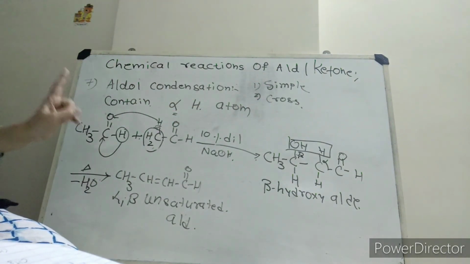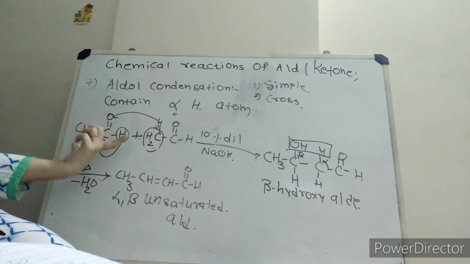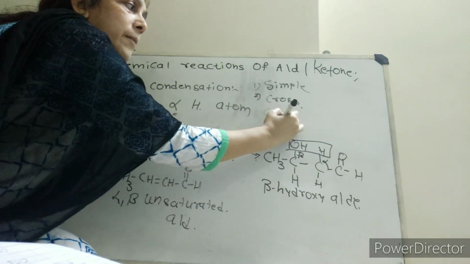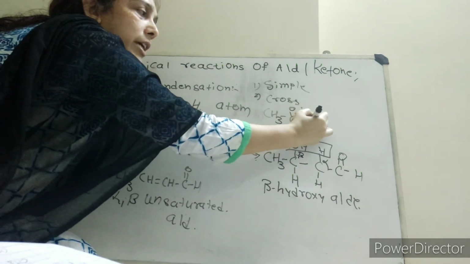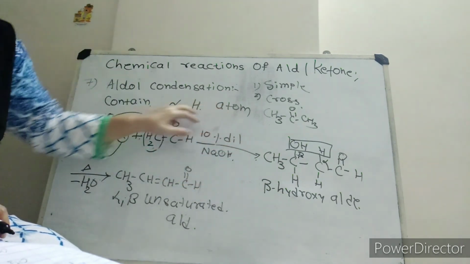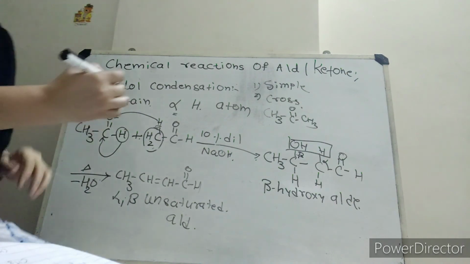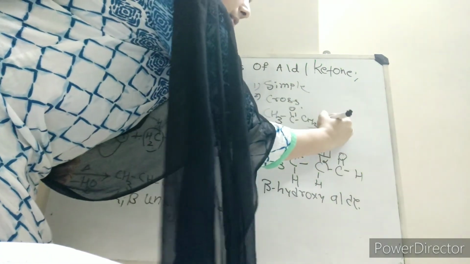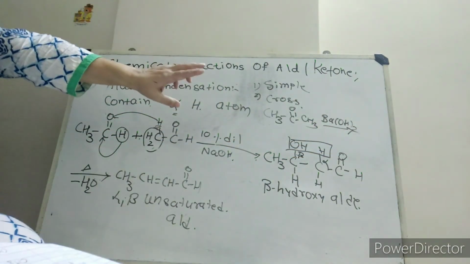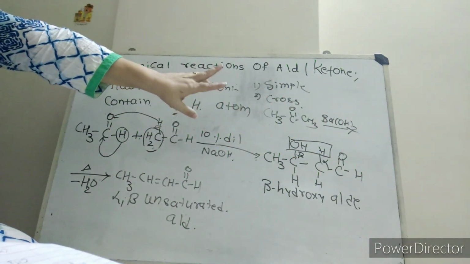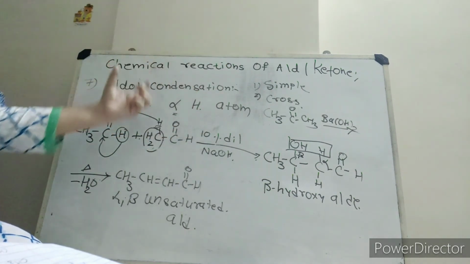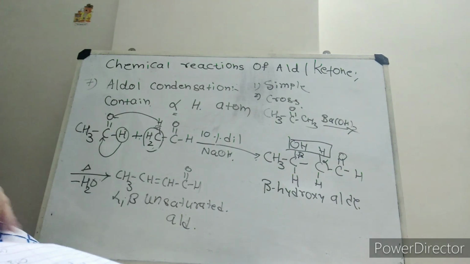One more thing we have to remember: suppose instead of an aldehyde we take the example of a ketone, CH3, C double bond O, CH3. In that case, on the arrow, instead of dilute NaOH, we have to write Ba(OH)2 traces, because it is the stronger one to break this bond. So instead of this, we have to use Ba(OH)2. So this is our aldol condensation.